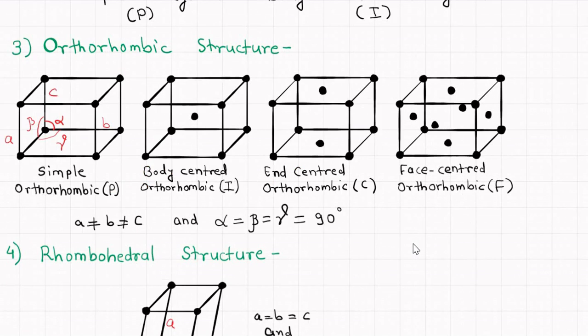Then next one is orthorhombic structure. In this crystal arrangement, three unequal sides are at right angles. Three unequal sides means A is not equal to B is not equal to C and alpha is equal to beta is equal to gamma is equal to 90 degree. Figure shows the four types of orthorhombic crystal structure: simple orthorhombic, body centered orthorhombic, end-centered orthorhombic and face-centered orthorhombic crystal structure.